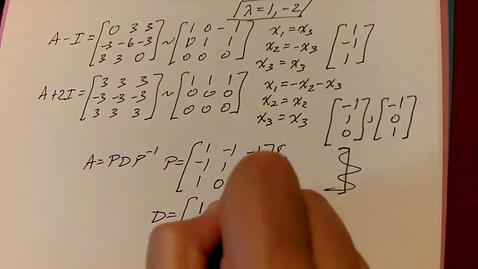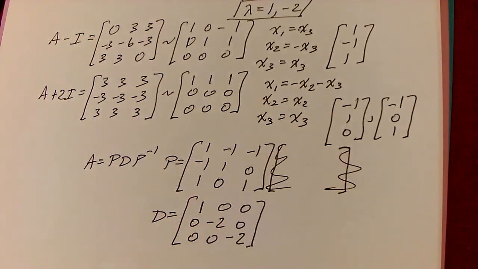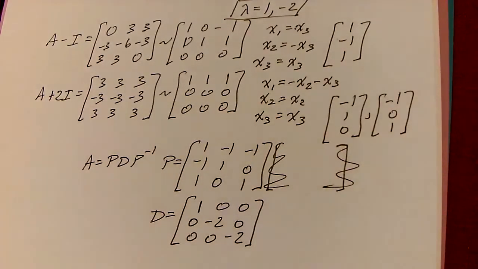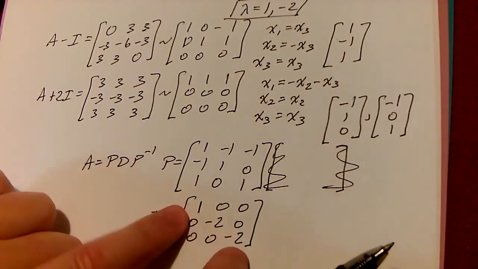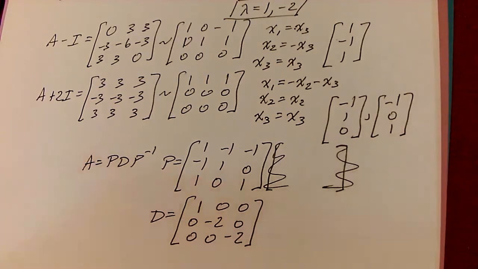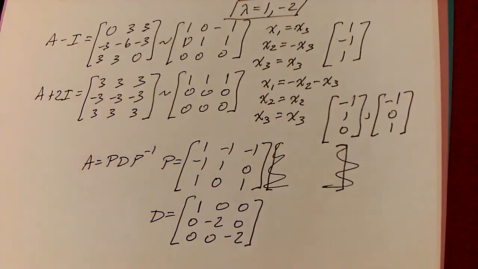Okay. Now notice, remember I said that P and D did not have to be unique, right? I could rearrange these accordingly. But there is a corresponding P for each D. Okay, you could actually put the 1 in the middle, and then you would put the eigenvector for 1 in the middle of P. Okay, so you have to have the same order here, but that means that there are a number of arrangements that are still valid diagonalizations for this matrix.